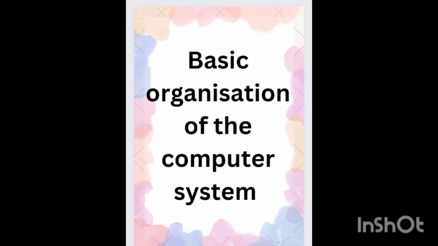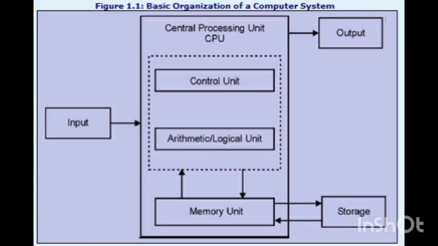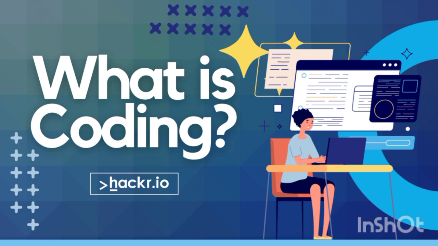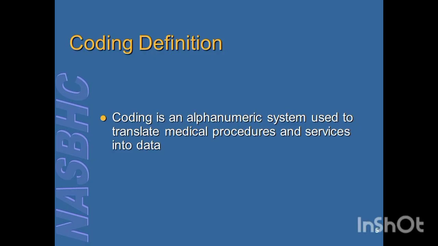Basic organization of the computer system. It consists of input unit, central processing unit, control unit, arithmetic logic unit, memory unit, storage unit and output unit. Now we are going to see about coding. What is coding? Coding is an alphanumeric system used to translate the medical procedures and services into data. Example for coding.